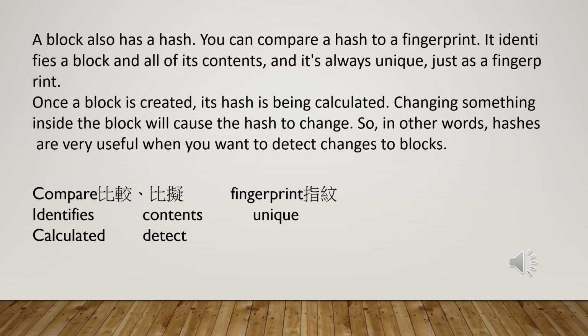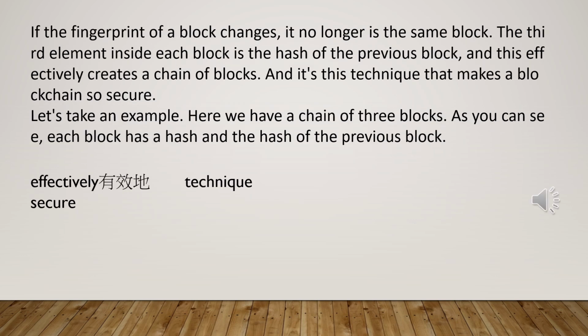Once a block is created, its hash is being calculated. Changing something inside the block will cause the hash to change. So, in other words, hashes are very useful when you want to detect changes to blocks. If the fingerprint of a block changes, it no longer is the same block. The third element inside each block is the hash of the previous block, and this effectively creates a chain of blocks. And it's this technique that makes a blockchain so secure.